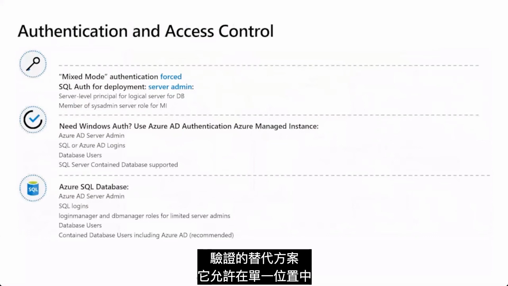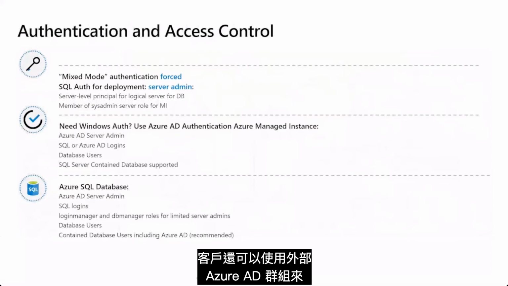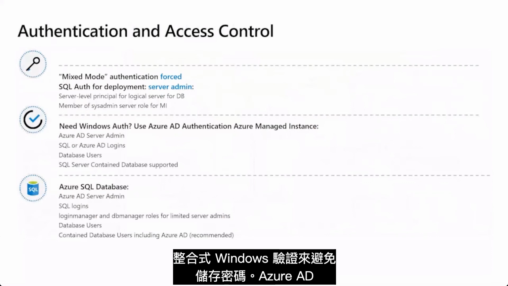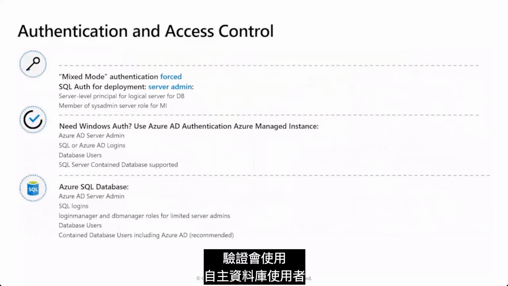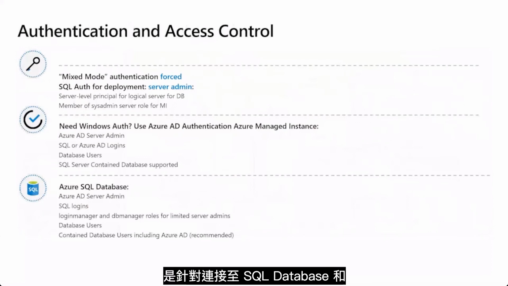It allows for password rotation in a single place. Customers can also manage database permissions using external Azure AD groups. You can also eliminate storing passwords by enabling integrated Windows authentication. Azure AD authentication uses contained database users to authenticate identities at the database level. Azure Active Directory also supports token-based authentication for applications connecting to SQL database and SQL managed instances.